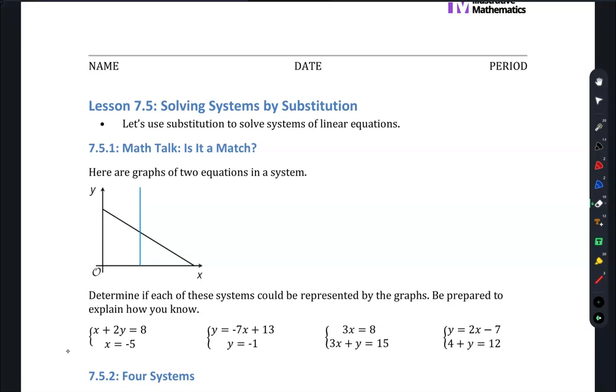Solving systems of equations by substitution. If you look at the word substitution and break that down, that's what we're going to be doing. We're going to be replacing something with something that should be equal to it, and then solving and using that to find different points or coordinates in a system of equations.